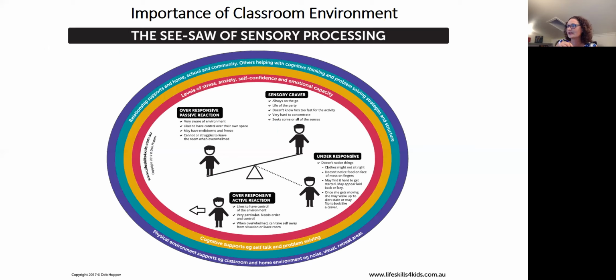The third ring, the aqua ring, is the relationship supports at home, school and community. So others helping to structure that, the cognitive supports as well. And the last one, the purple ring and the whole outside, which I think just really holds the whole system together, is the physical environment supports. So the classroom and the home environments. So looking at, like we've spoken about, the noise, the visual environment, and structuring some retreat areas so that children can be supported. So having retreat areas in the classroom as well as at home. So wherever a child is, they can be taught where they can go to feel safe, sensory safe.